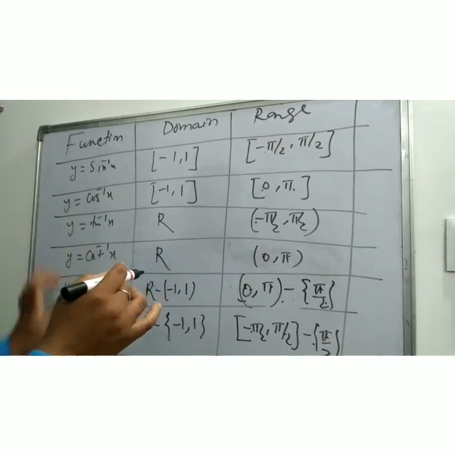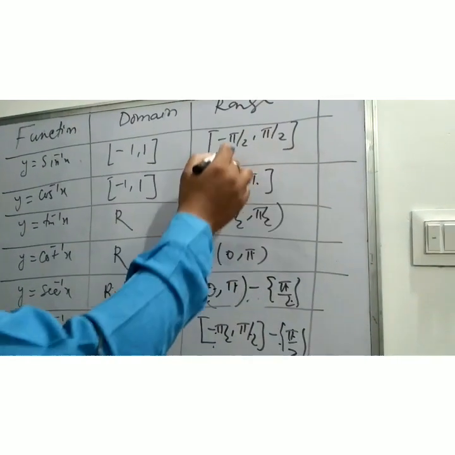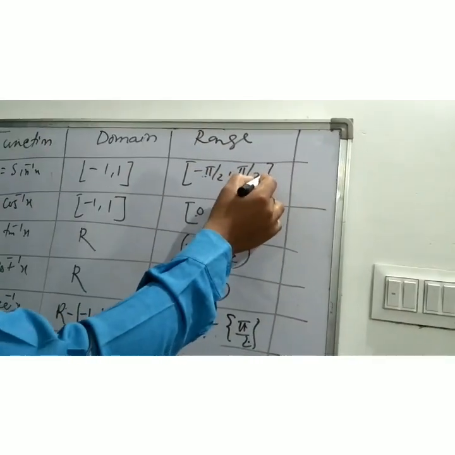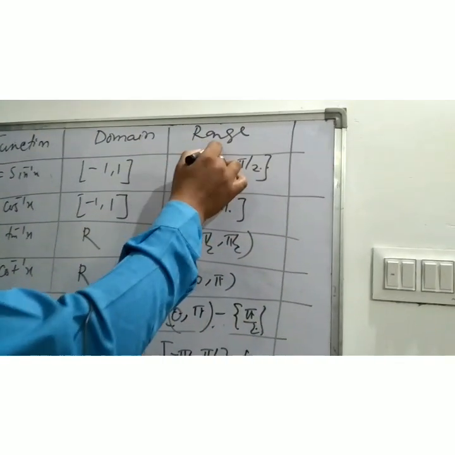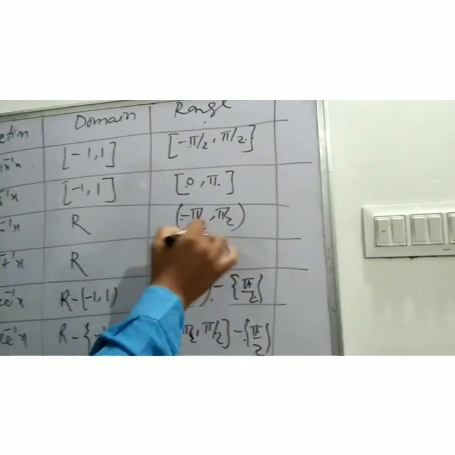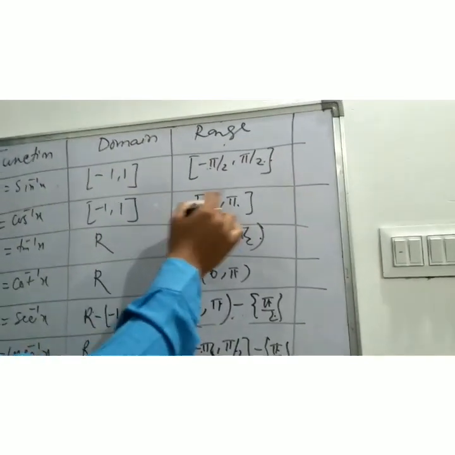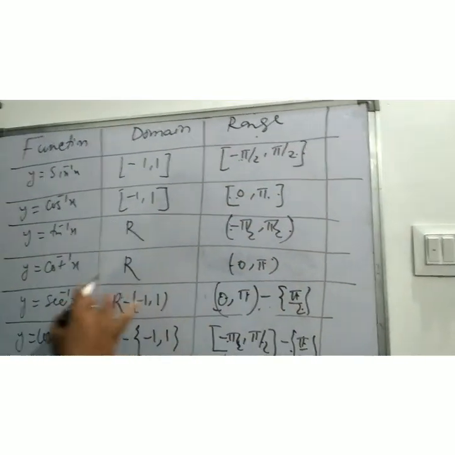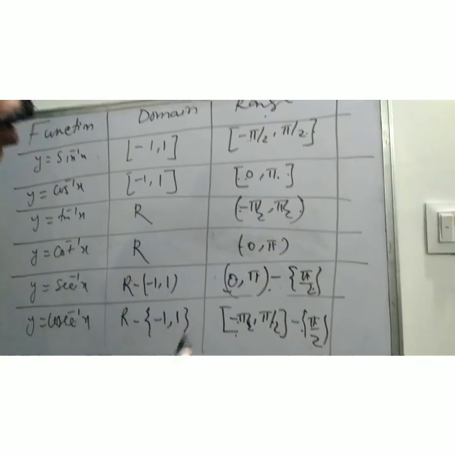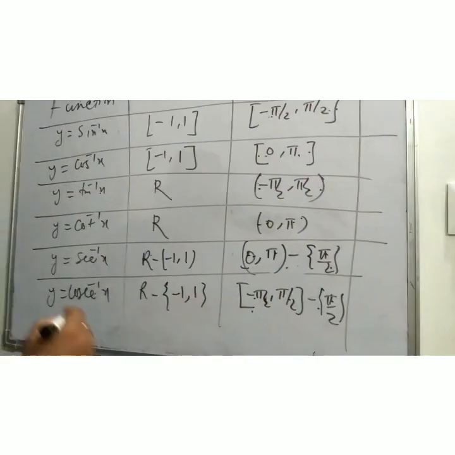Sin, tan and cosec have range generally minus pi by 2 to plus pi by 2, closed interval for sin and cosec, and tan open interval minus pi by 2 to plus pi by 2. The other three have 0 to pi, but in case of sec inverse, only pi by 2 is excluded.